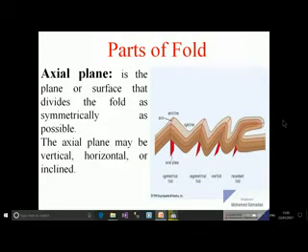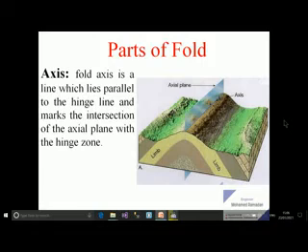The axial plane is the plane or surface that divides the fold as symmetrically as possible. The axial plane could be vertical or horizontal or inclined. The axis: fold axis is a line which lies parallel to the hinge line and marks the intersection of the axial plane with the hinge zone.